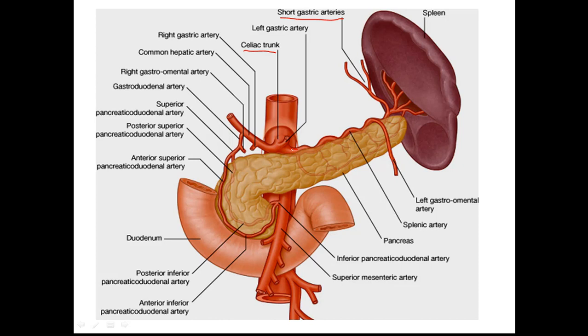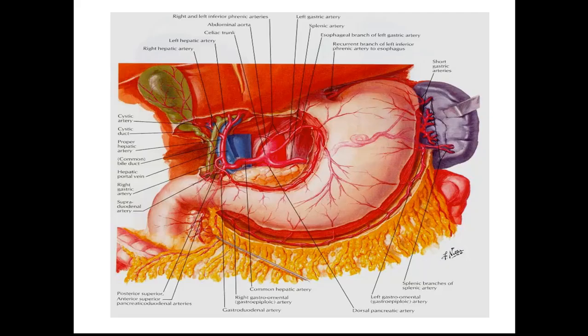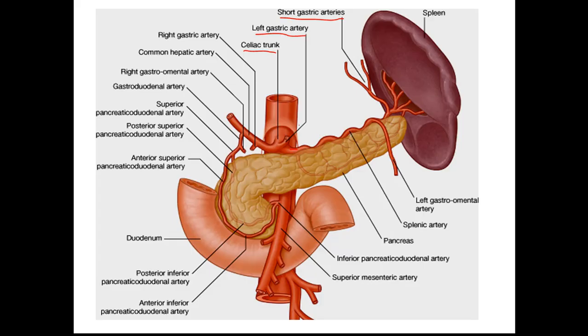After the splenic artery, we have the left gastric artery. You will see another picture of it. This is the left gastric artery, which takes origin from the celiac trunk, as you notice here. Okay. After the left gastric artery, we have the common hepatic artery.